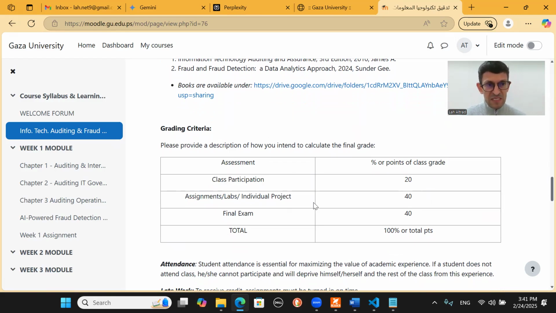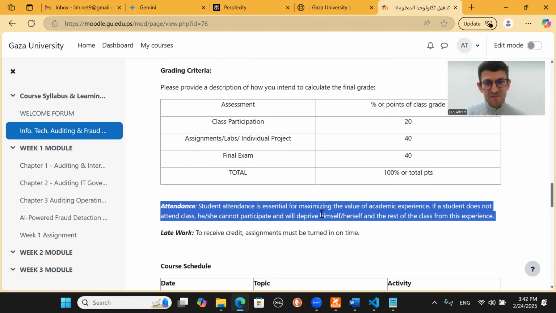So I know that it's not easy to access the internet in the Gaza Strip right now. Every one of you, I know, has a difficult time accessing the internet. So we will be giving free and sufficient time to access or complete assignments. And the last part of this course is the final exam. So we have 40% also for the final exam. We will arrange this together later on.